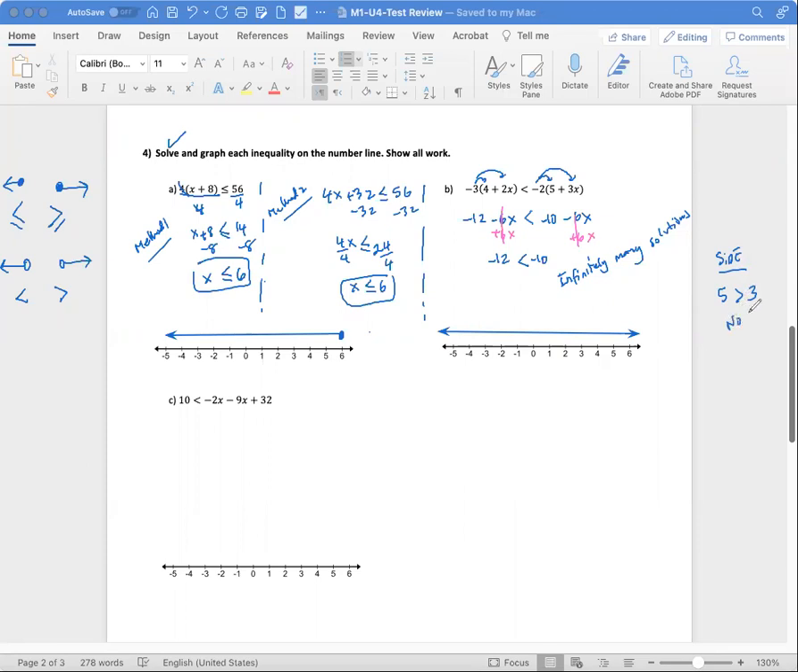Then the answer to this would be what? No solution. And how do you graph no solution? No graph. You don't say no graph. You don't graph anything, right? You just leave whatever graph you have blank, okay?